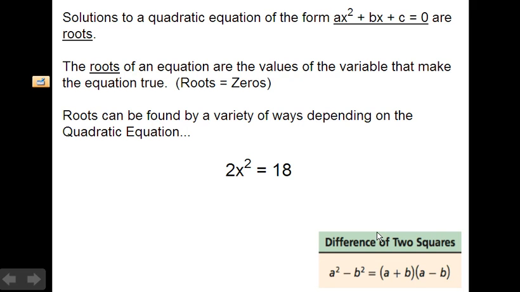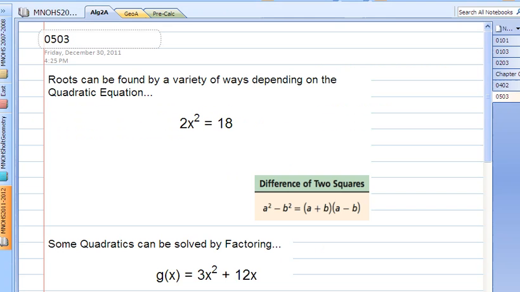This difference of two squares has to do with taking something like a squared minus b squared, where we're subtracting two perfect squares, and we factor that into (a plus b) times (a minus b). What I want to do is show you a different way, maybe an easier way, to solve this kind of equation. This example, 2x squared equals 18, is a quadratic where you don't have an x term, you just have an x squared term.